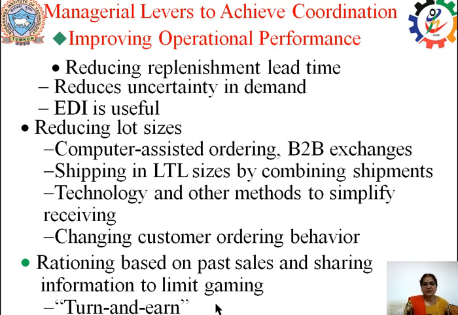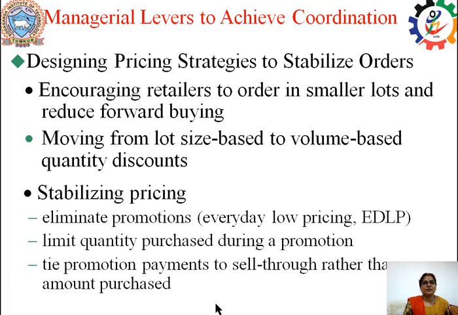So next is information sharing. That is also very important. How about pricing strategies to be stabilized? So encourage retailers to order in smaller lots and no forward buying. Then only they go for large lots.